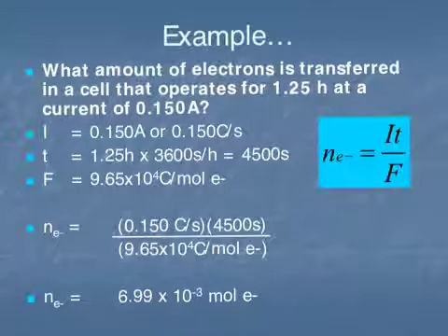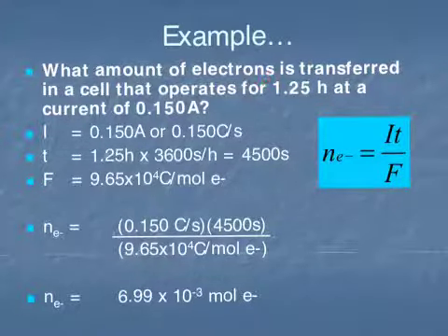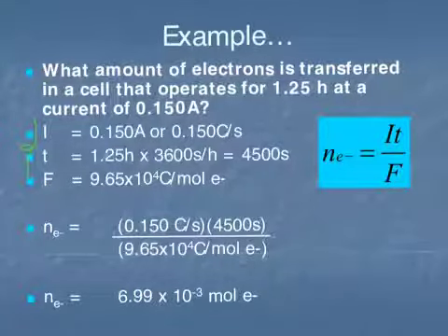Let's do a quick example to solidify our understanding. Here we're asked to find what amount of electrons is transferred in a cell that operates for 1.25 hours at a current of 0.150 amps. So here we list all our known variables. We know our current is 0.150 amps.